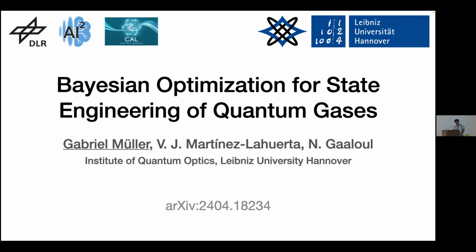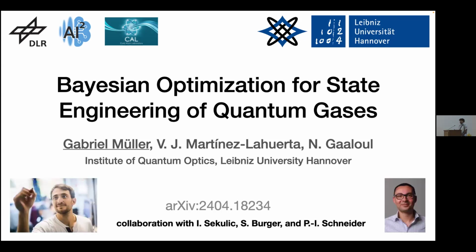Okay, so I am going to talk about Bayesian optimization for state engineering of quantum gases. I'm coming from the Leibniz University of Hanover, working in the group of Mr. Gaaloul in the Institute for Quantum Optics. This is shared work together with Victor Martinez-Lahuerta and others, but also a collaboration with colleagues from Berlin, Ivan Sekulic, Sven Berger, and Philipp Emanuel Schneider, who are our experts for Bayesian optimization. From their starting point, we developed these methods further together.